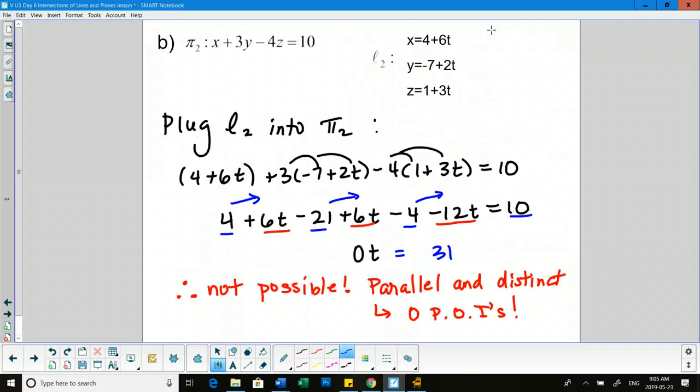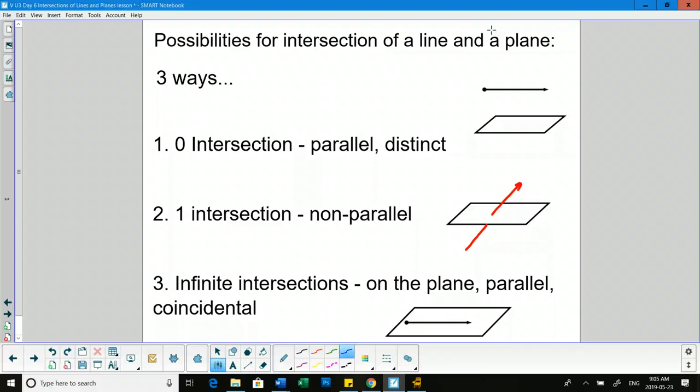Okay, so if you want to just jump back here, you can actually just write yourself a little summary here. So if you have 0 intersections, you will get an untrue statement when you try to solve. Something, for instance, like we got 0 equals 31, that doesn't make sense, right? If we have 1 intersection, we will be able to solve for the parameter as usual.